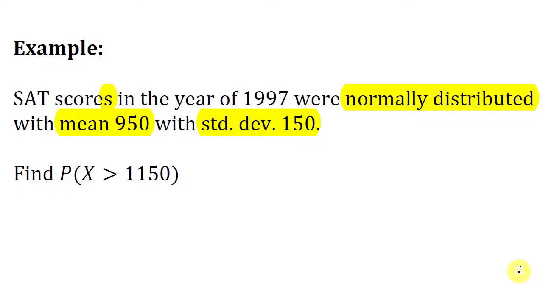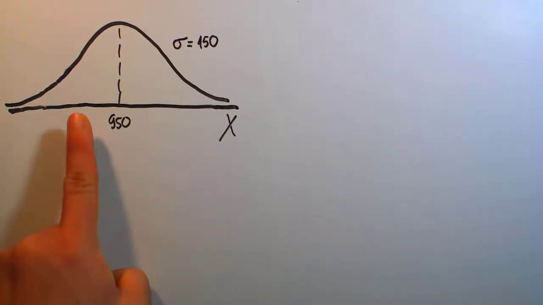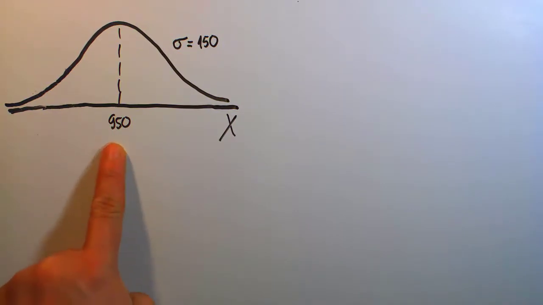The same problem and data are given to us. We are now asked to find the probability where our random variable x takes value above 1150. So, on another empty prepared bell curve here with the mean at 950 and standard deviation 150, let's now lay down the shading that describes our probability question.